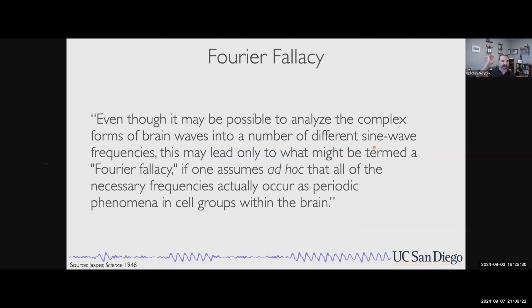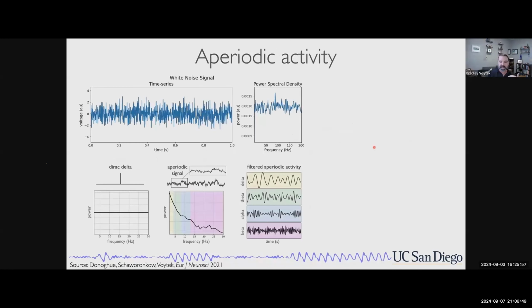This is going back all the way to, in human neuroscience, I'm sure it goes earlier, but in science in 1948, neurologist, maybe neurosurgeon Jasper says, even though it may be possible to analyze the complex forms of brainwaves in a number of different sine wave frequencies, this may lead only to what might be termed a Fourier fallacy, if one assumes ad hoc that all of the necessary frequencies actually occur as periodic phenomena in cell groups within the brain. That is, just because there is power in a frequency, you cannot then inverse that and assume that that means that there is an oscillator in the brain at that frequency.